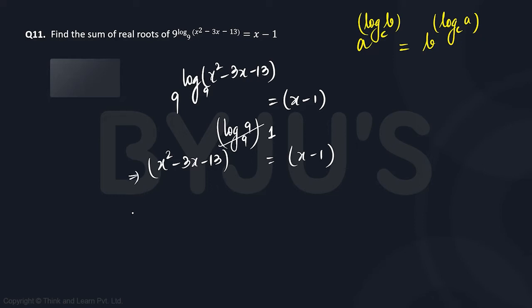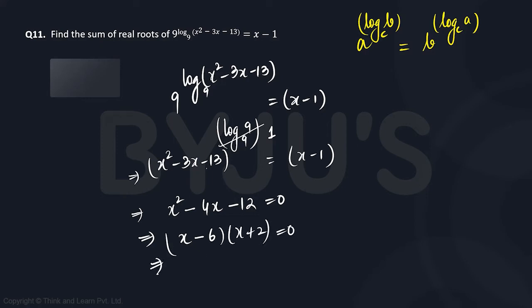So now we have a quadratic, which is going to be x square minus 3x minus x is minus 4x, minus 13 plus 1 is minus 12, is equal to 0. This will give us x minus 6 into x plus 2 is equal to 0. And this is going to give us the value of x as minus 2 and 6. Now the question asked is, what is the sum of real roots? So we have got two roots, which is minus 2 and 6. We need to add them.